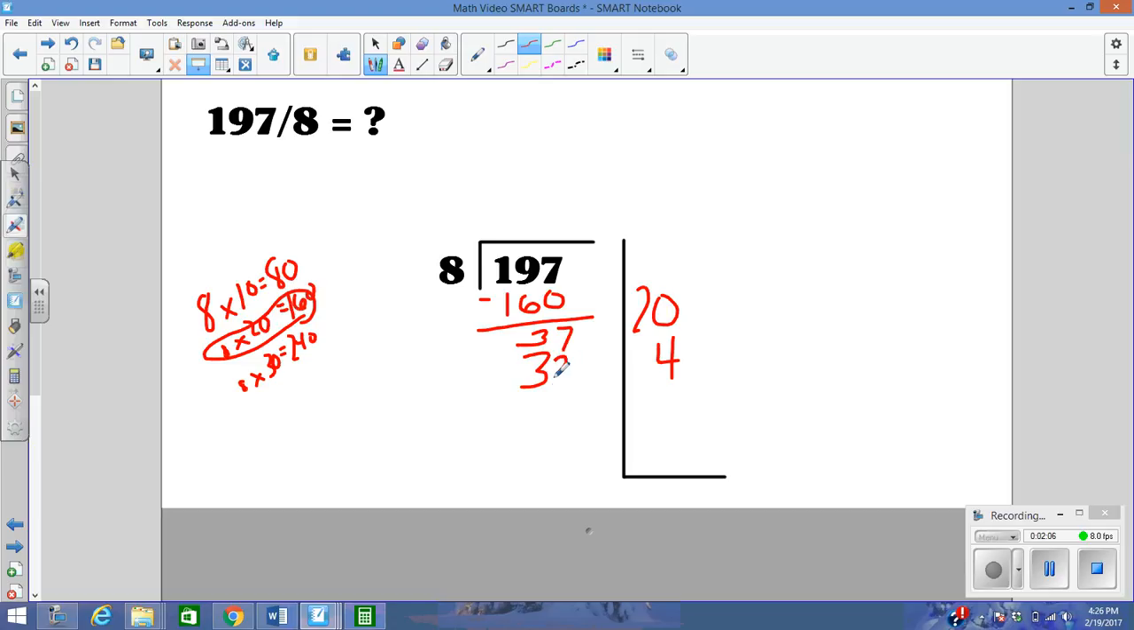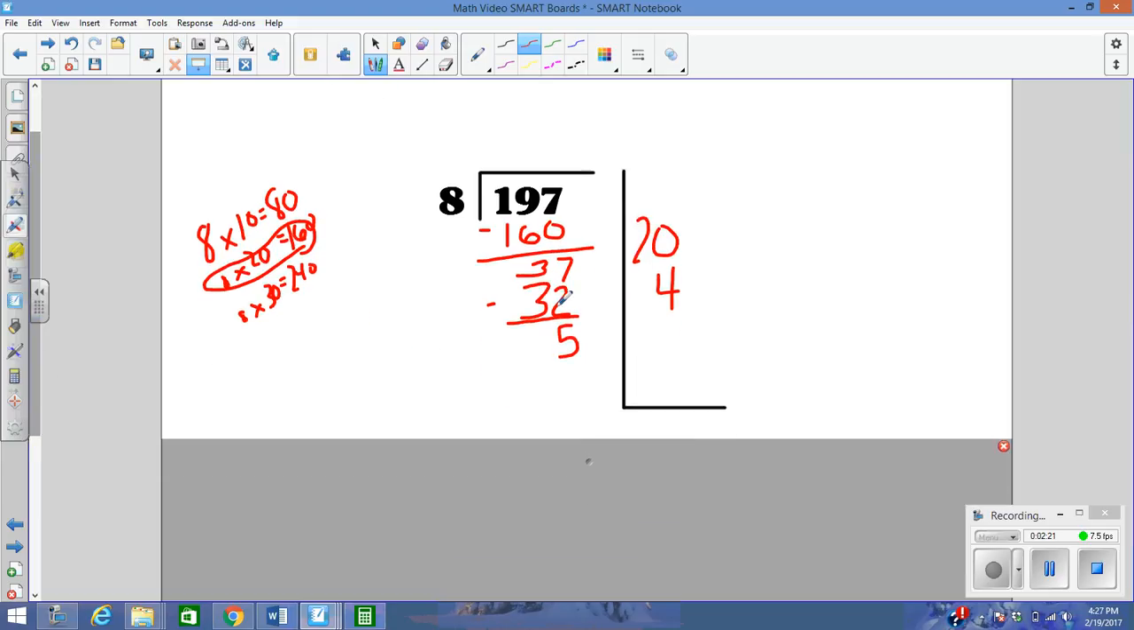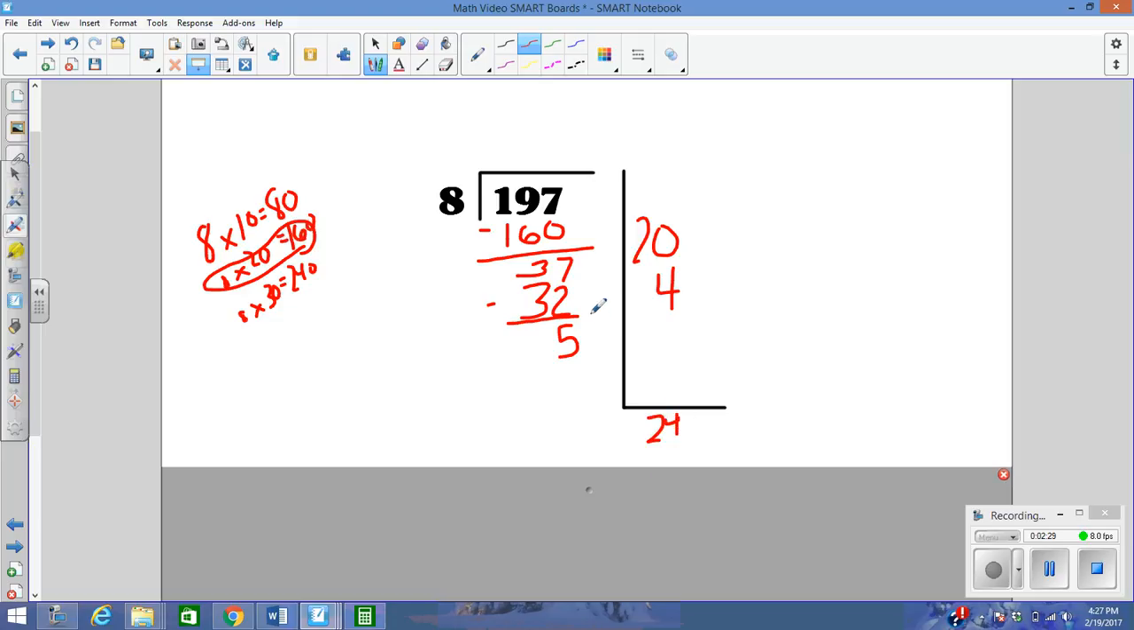I'm going to subtract that from what I have left from the 37. And I can see I will only have 5 remaining. 5 is less than 8. I cannot do any more 8s. So I'm going to add up the 8s I've done so far. 20 plus 4 is 24. And I have 5 leftover, or remainder 5. So the answer to 197 divided by 8 is 24 with the remainder of 5.